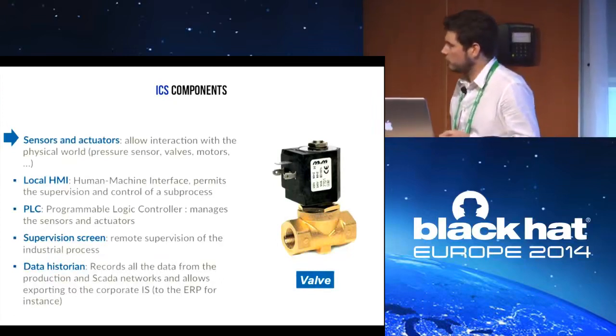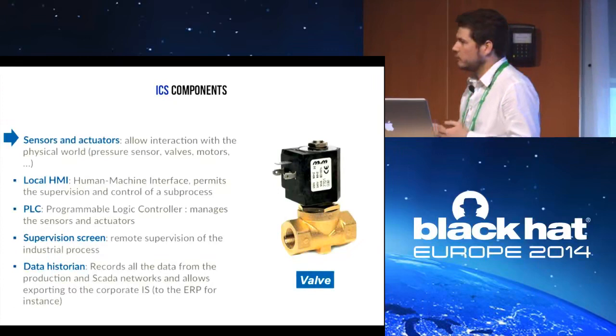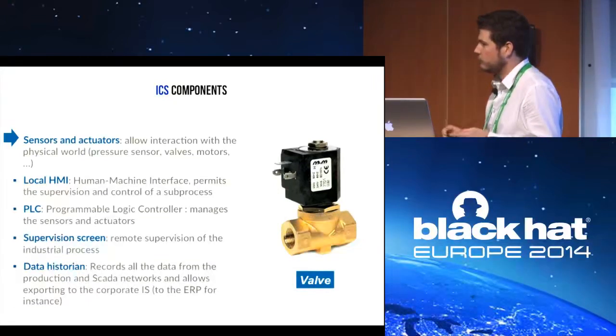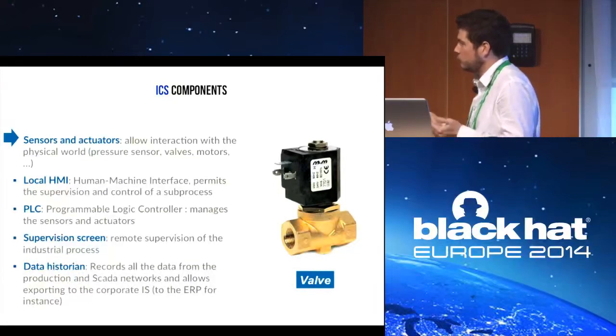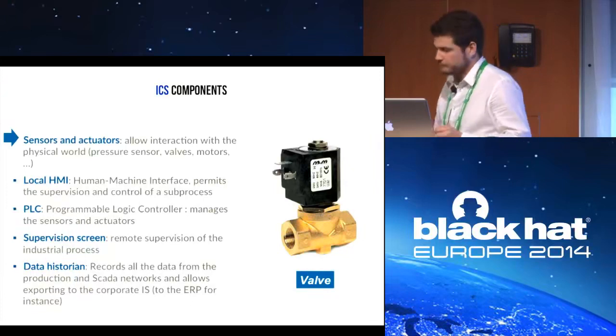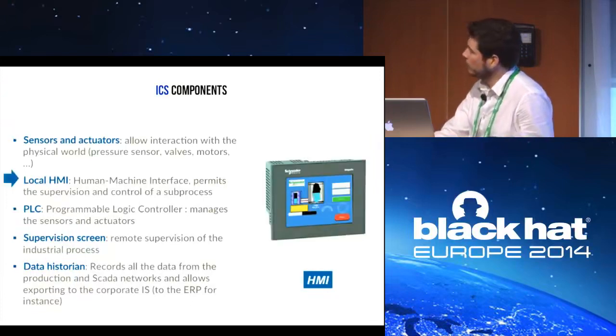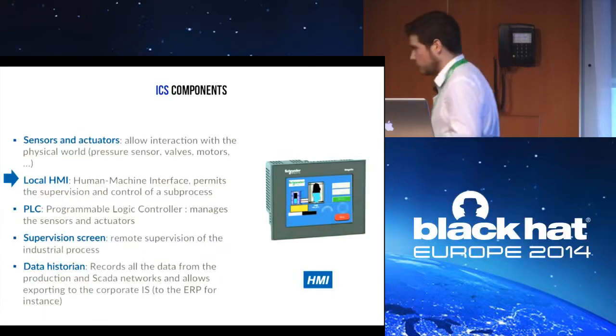So on this picture you have a valve. Let's say you send some electric signal to the valve and it shuts off the valve, or maybe it opens it. The next type of thing you can encounter is what we call a local HMI. It means human machine interface.